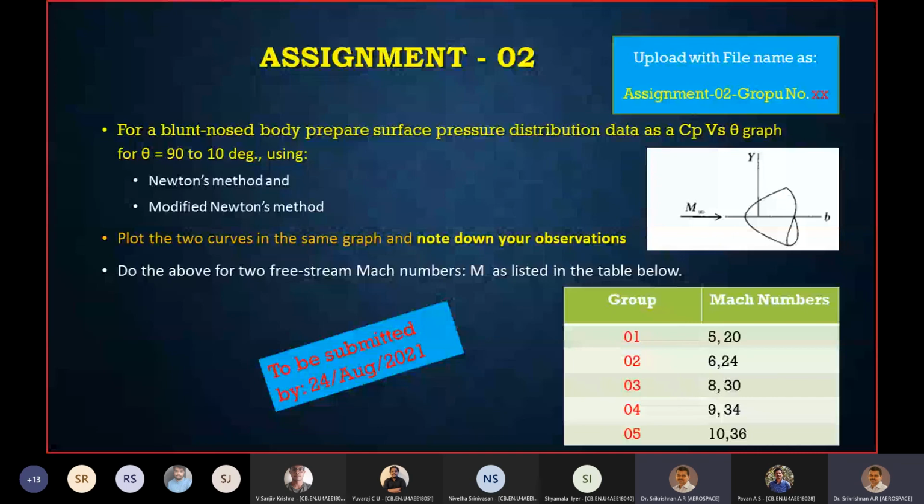Assignment 2. Quite straightforward. This is just an application of Newton's law. I want you to do it yourself and get a feel for what we have discussed as part of the theory. So that is what Newton's law as well as the modified Newton's method as well as Lee's modification for that method. Details are written here. You have a body which is shown in the picture.